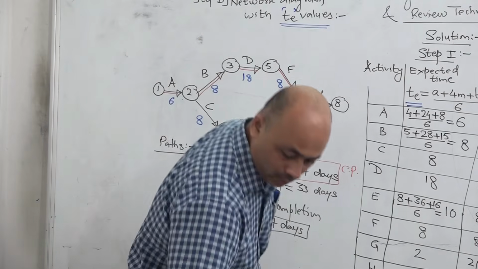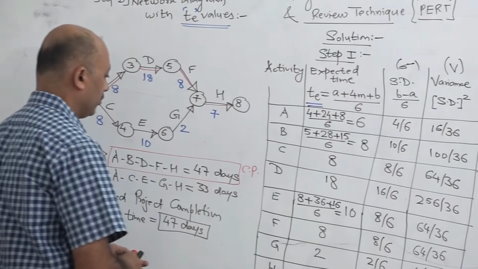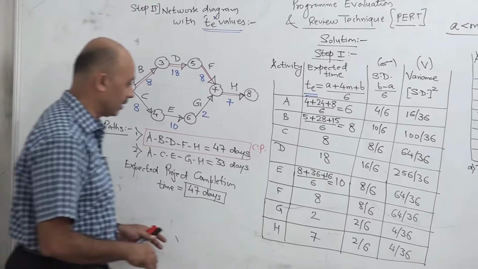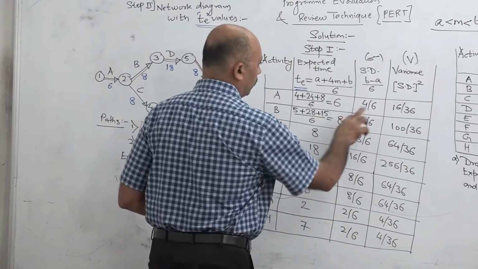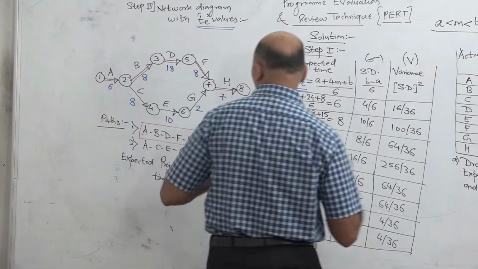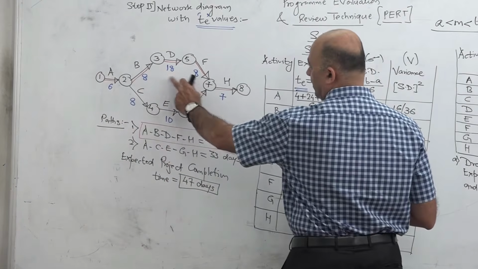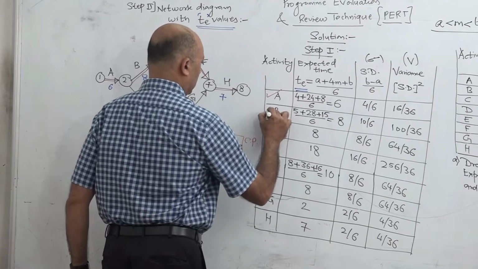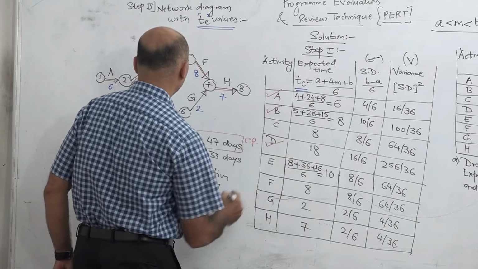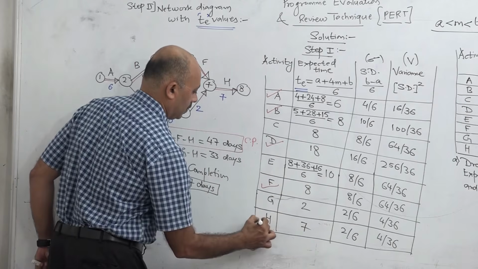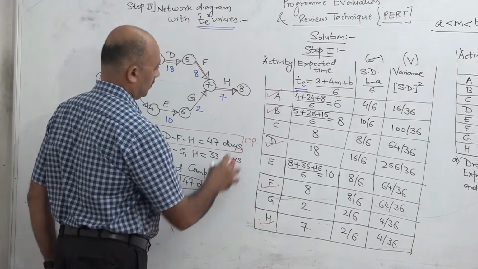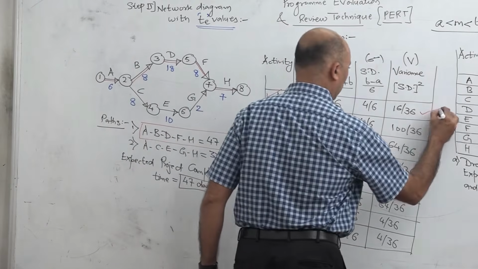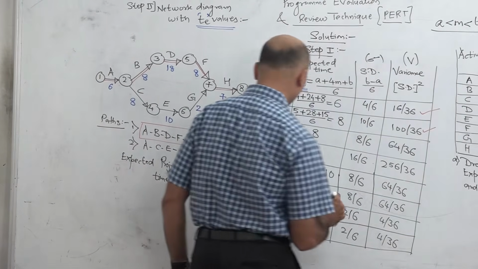Now we need to calculate the variance of the project and the SD of the project. We have calculated the expected project completion time. For calculating the variance and SD of the project, you should consider only the critical activities, which are A, B, D, F and H. So we will calculate only for these activities.